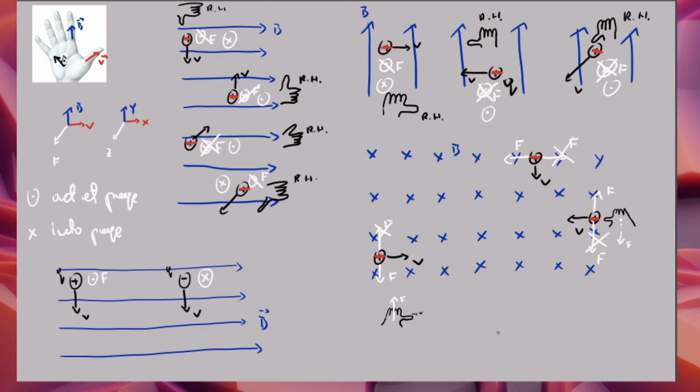Okay, so now you know how to use the right-hand rule for positive Q and for negative Q.